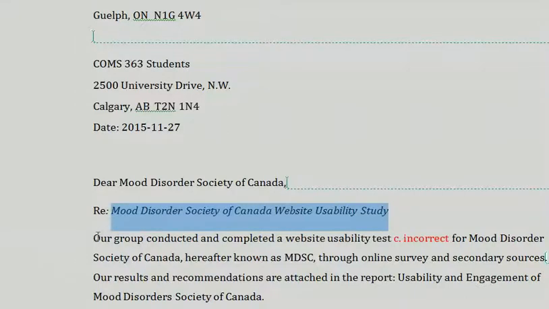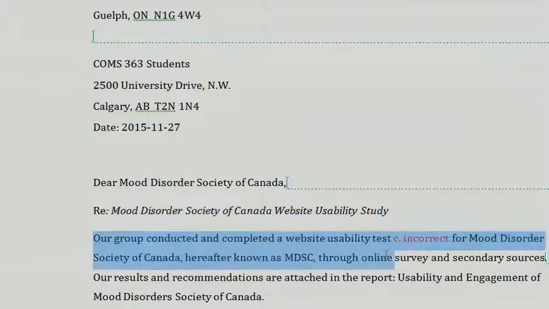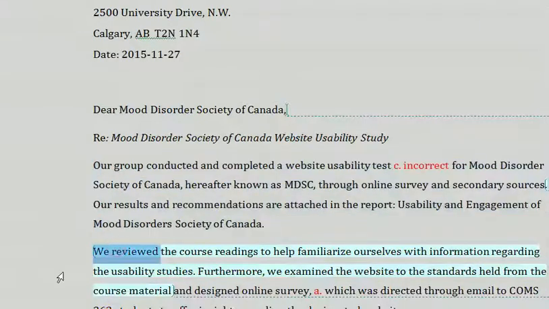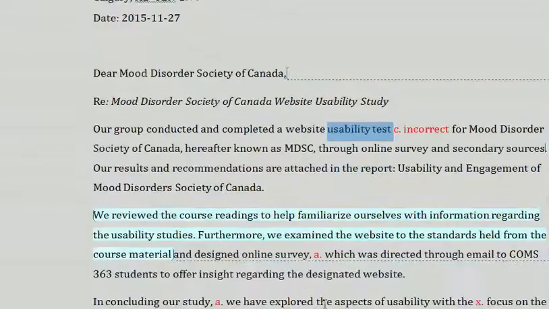And it does assume too much knowledge about terminology, and it also seems to assume that they know who we are. And so it's not very audience sensitive. It doesn't seem to transact within a rhetorical situation. The usability test is different from a usability study. Usability studies are very general, but a test is usually an experimental test, and we didn't do an experiment, we did a survey.